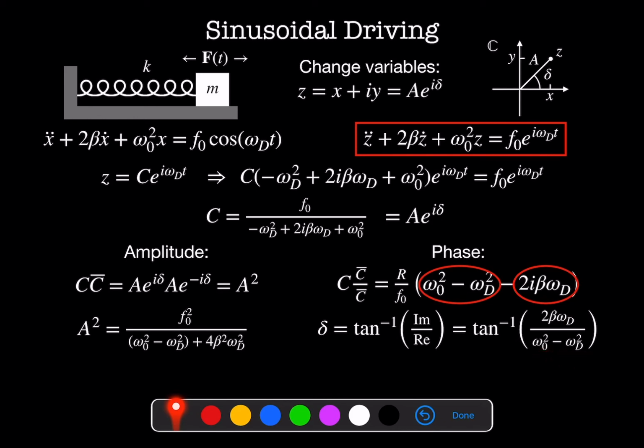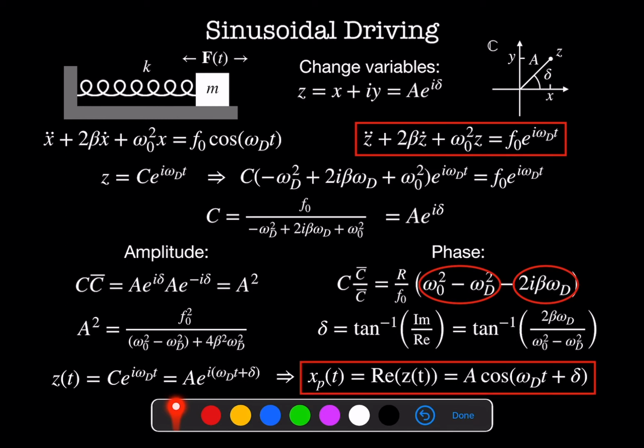And I can combine this all together into one equation for z. So now I have z is equal to C e to the i omega_d t, or this is equal to A e to the i times omega_d t plus delta. And then I just take the real part of this, so A times cosine of omega_d t plus delta, and that is going to give me my final solution. This is the particular solution to this problem. And then, as we said before, I add to this a superposition of the homogeneous solution and fit that to the initial conditions.